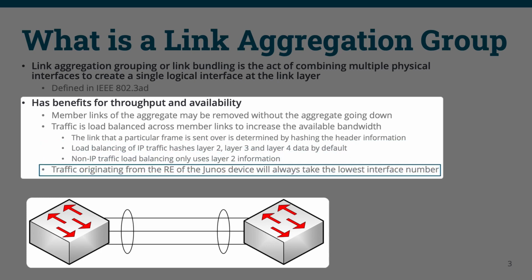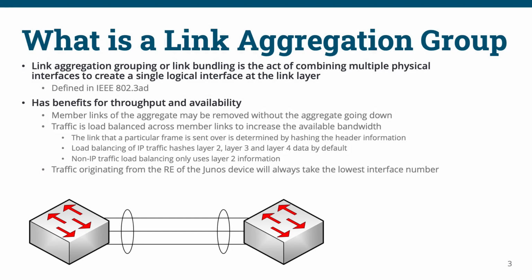A last item to note is that traffic originating from the Junos device itself will always traverse the lowest interface number in the LAG to its destination. If the LAG consists of ge-0/0/10, 11, and 12, then traffic originating from the RE will traverse ge-0/0/10 always.